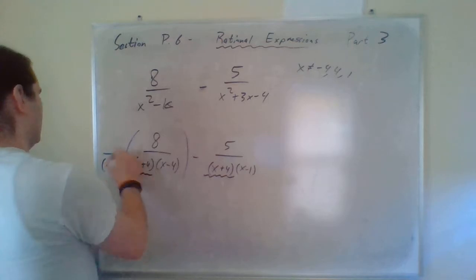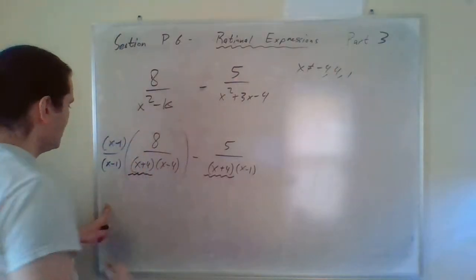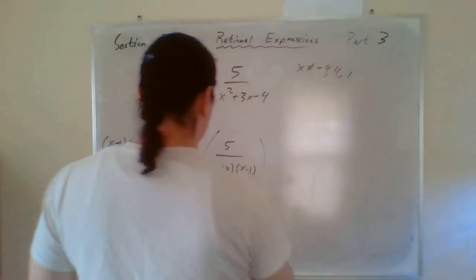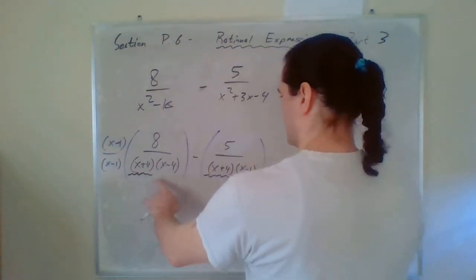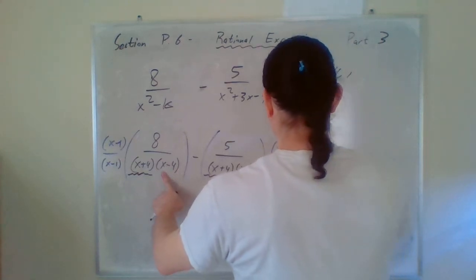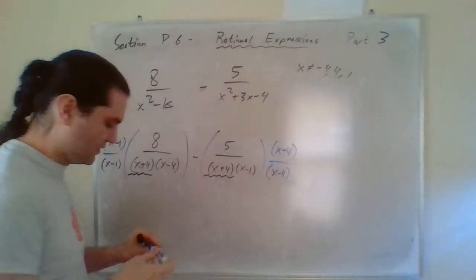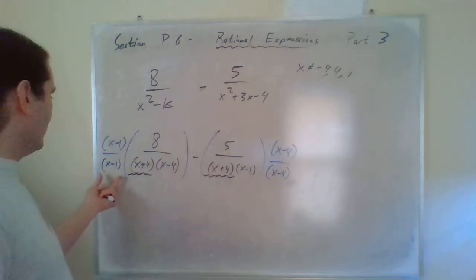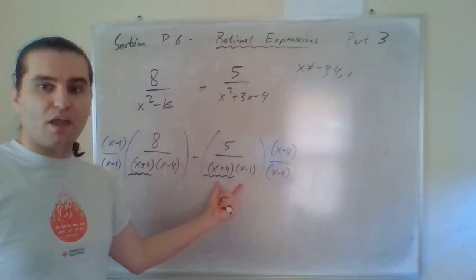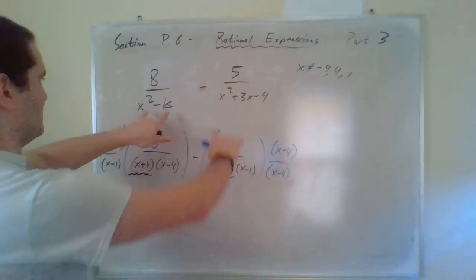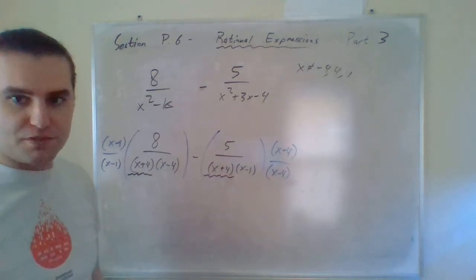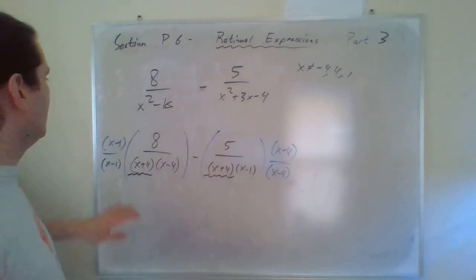I need the x minus 1 over here so that this has all 3 pieces. And I need the x minus 4 here. So adding just one piece to each of these is a much easier process than trying to multiply these two entire polynomials together. This is why we always, always, always factor first.